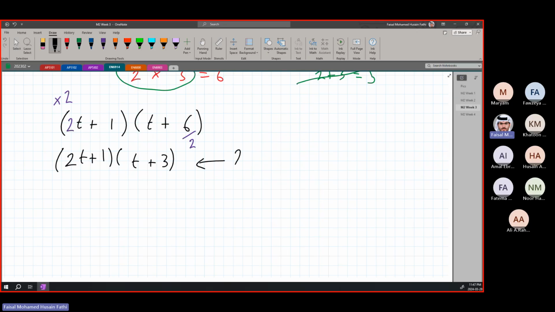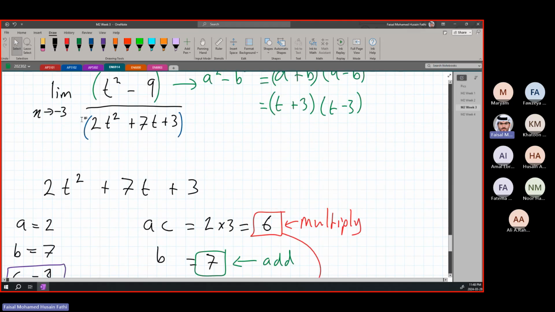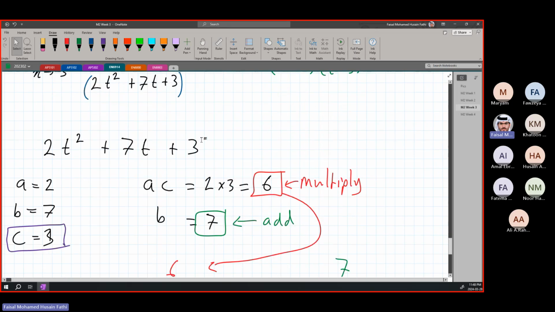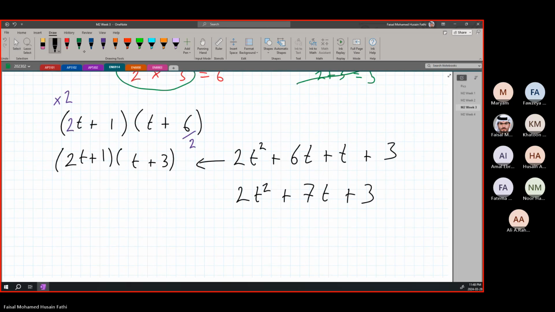So when you're distributing here, it's going to be 2t squared plus 3 times 2, that's 6t, plus 1t, plus 1 times 3, which is 3. So this is 2t squared plus 7t plus 3. All right. So as you see, this is equal to exactly the equation we started with. Sorry about the confusion earlier. Now we have our factors, and now we can solve the limit.